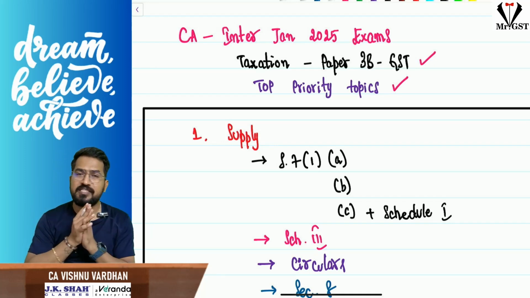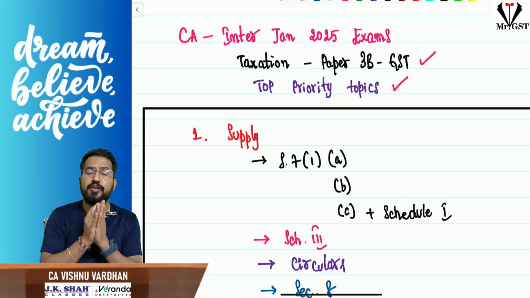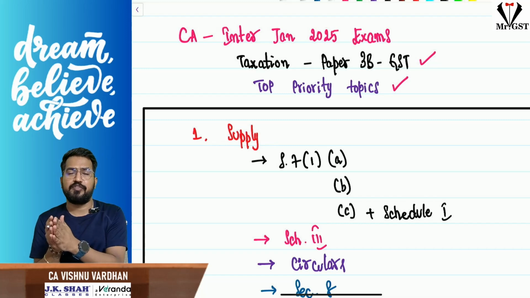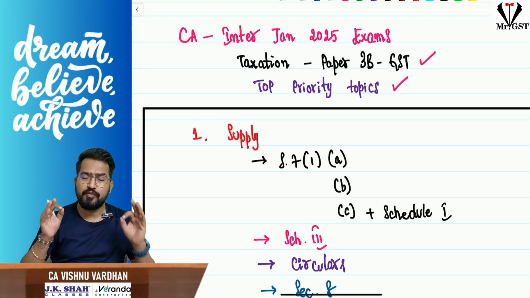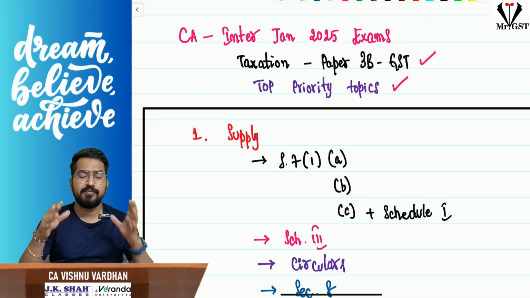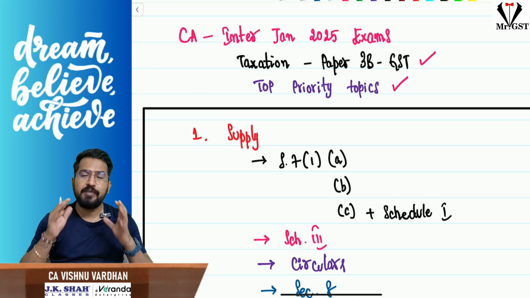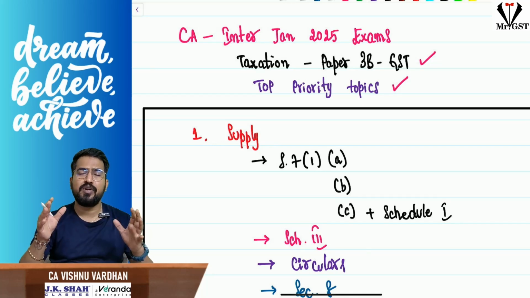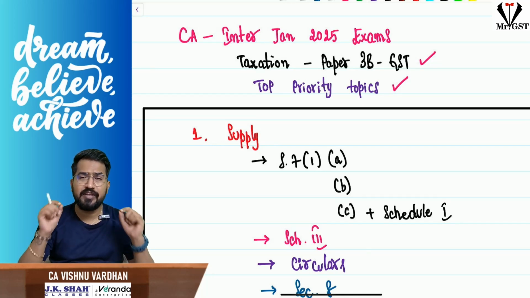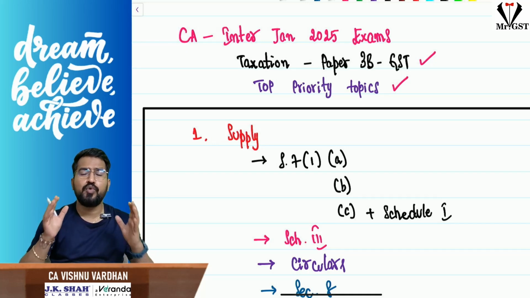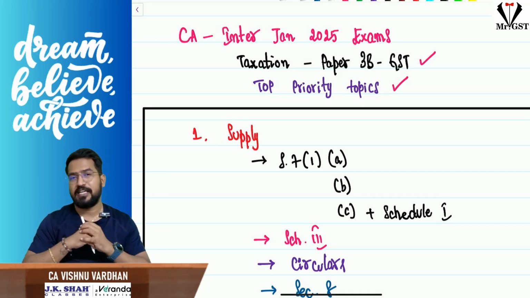With respect to your CA Inter taxation paper, you know direct tax 50 marks, indirect taxes 50 marks. Indirect taxes, of course, from so many years and so many attempts, it was the savior, it is the savior, and it will be the savior for you in your taxation paper. So keeping this in mind, please understand, thorough understanding of the entire GST syllabus will really help you a lot to score a good amount of marks in your CA Inter taxation paper.